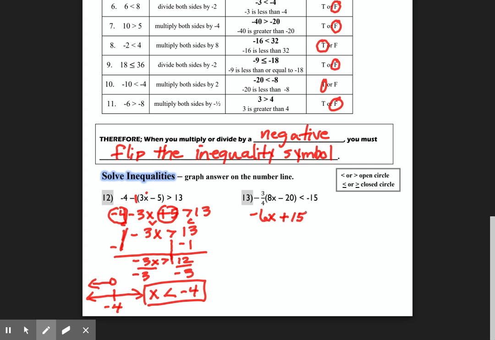So that worked out nicely. Even though it started out kind of ugly with a fraction, it ended up coming out to be whole numbers. So this is less than -15.